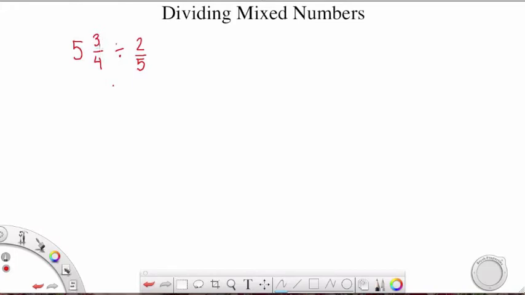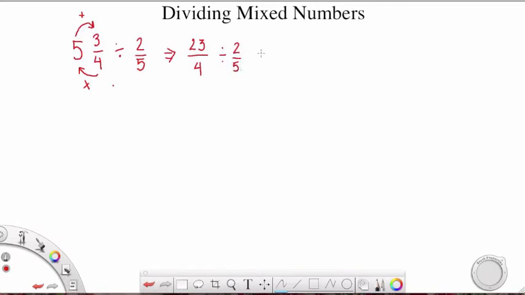So we have 5 3/4. The first step is multiply the denominator times the whole number, and then add the numerator to that to come up with our new improper fraction, or new equivalent fraction. So 5 times 4 is 20, and then 20 plus 3 is 23. And we don't mess with the denominator, it stays 4. And then we divide that by 2/5.